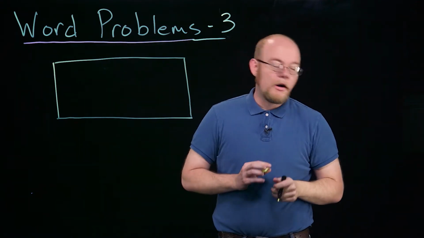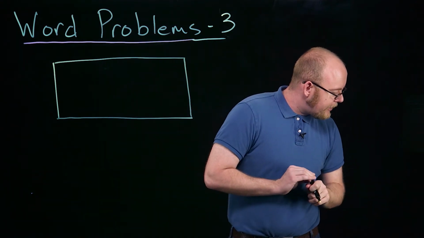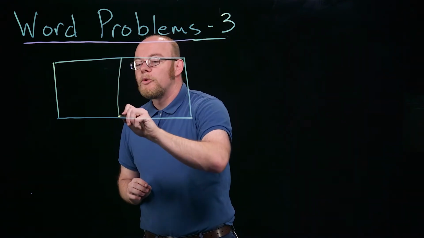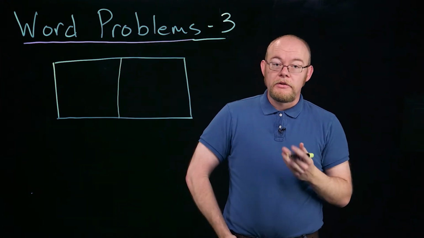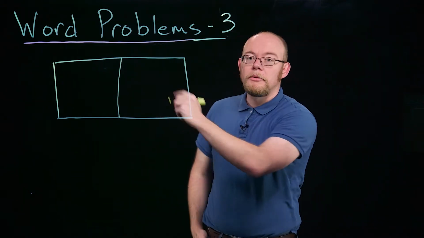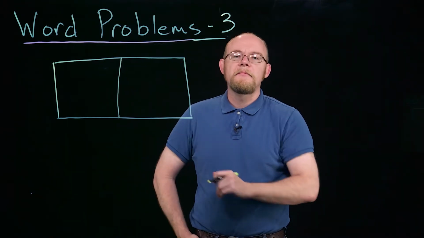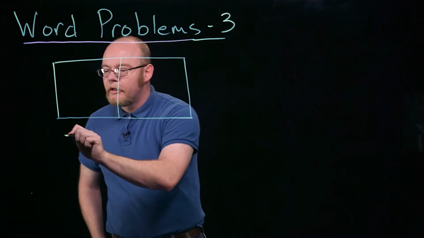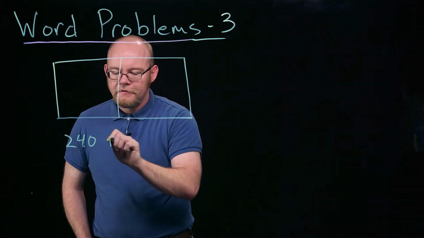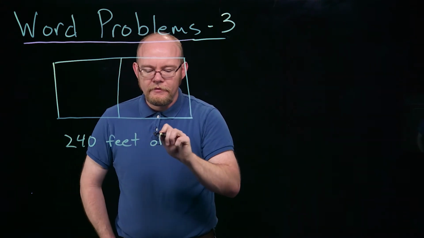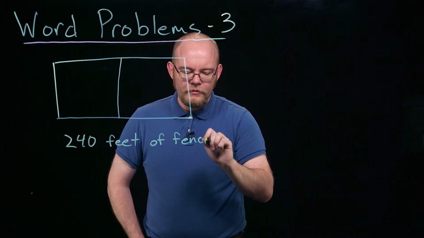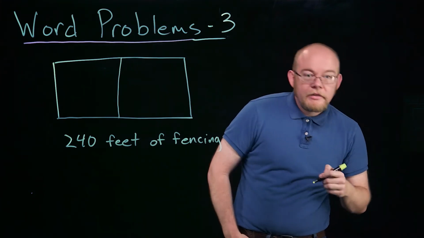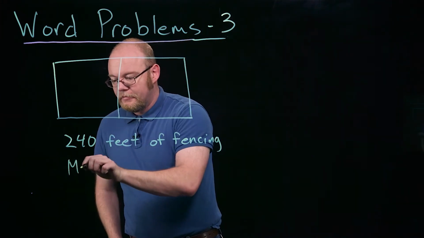That's rectangular enough for our work. And then it says it's split down the middle into two equal-sized rectangles by another fence. So we're going to split it down the middle, and we're going to notice that this is also two equal-sized rectangles. You know, give my drawing a little space. And it says he has 240 feet of fencing. What does it ask us to do? It asks us to basically maximize the area.